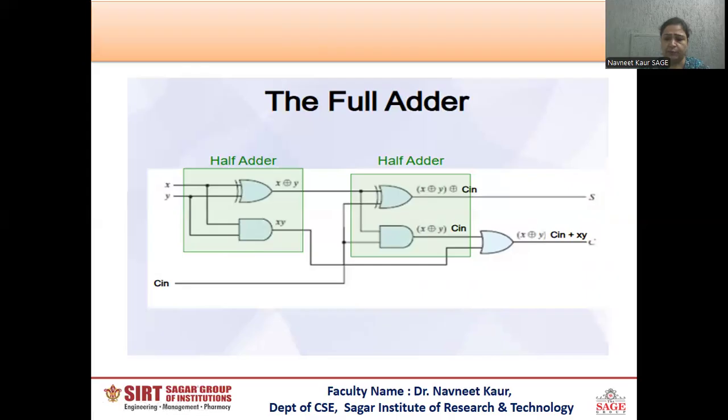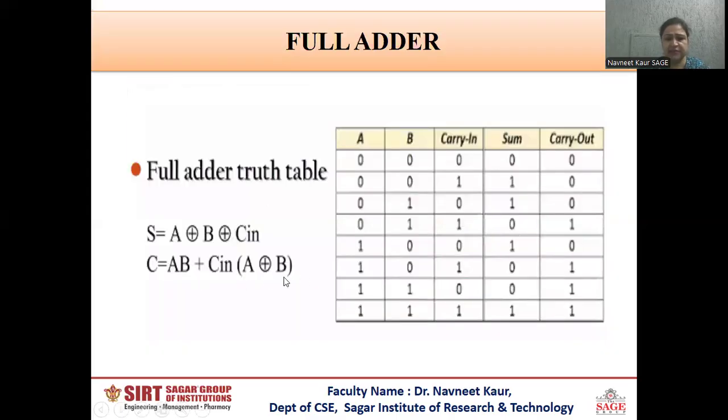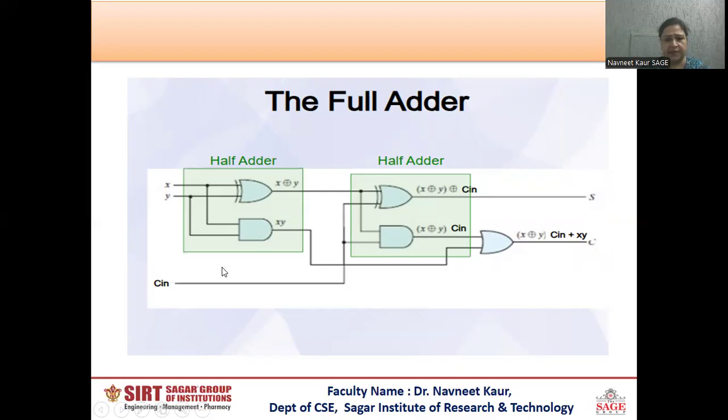Now, for the carry output, the expression is A XOR B ANDed with C in, and A ANDed with B, and both are ORed together. Here, A and B are the two inputs X and Y. These are XORed and ANDed with C in. Similarly, X and Y are ANDed, and both outputs are given to the OR gate, and this will generate your carry output. So this will be the whole logic circuit diagram of the full adder circuit.